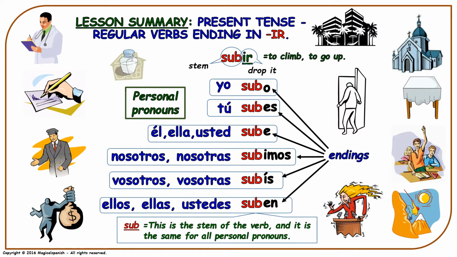All these endings are different. We have O, ES, E, IMOS, IS, EN as the different endings for these regular verbs ending in IR.